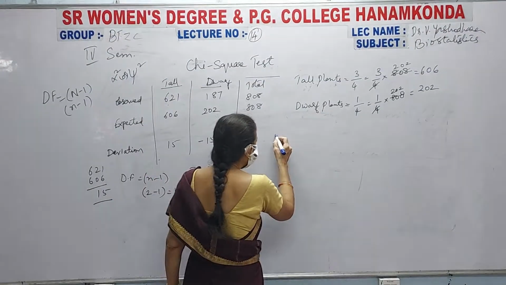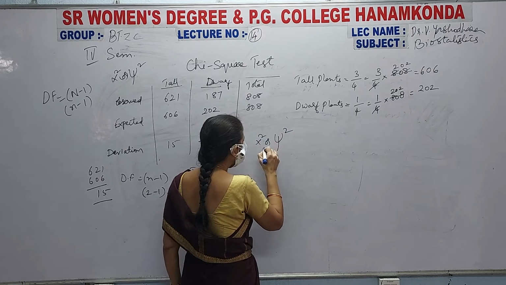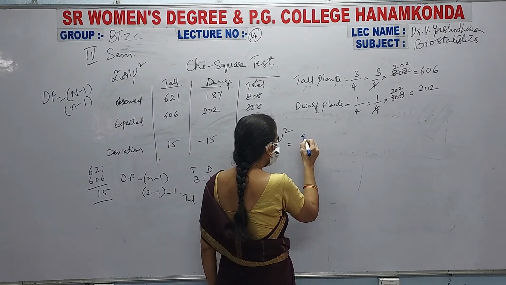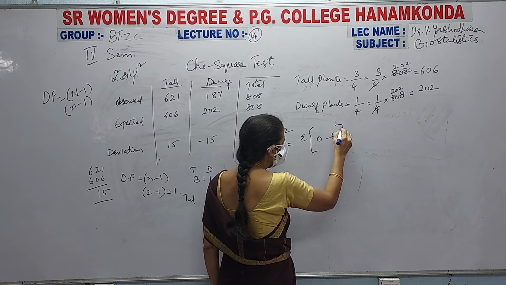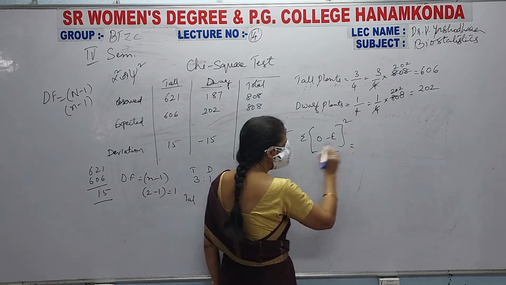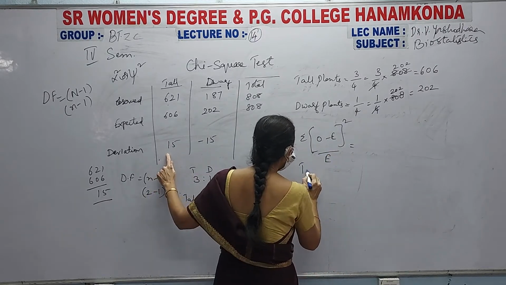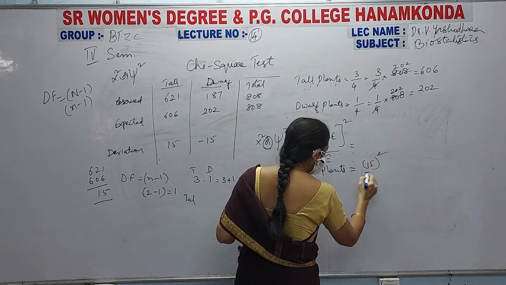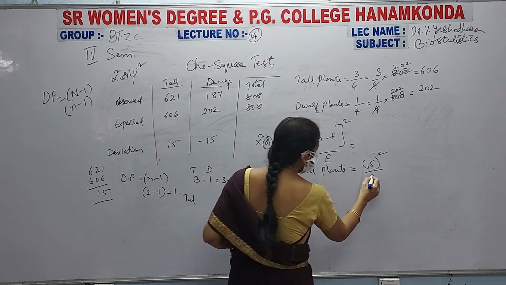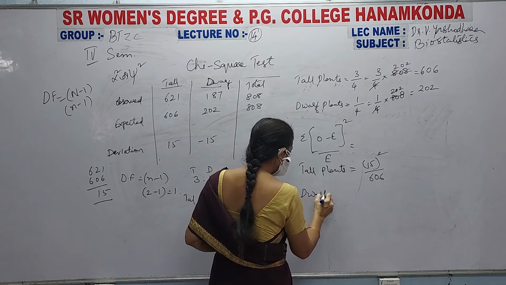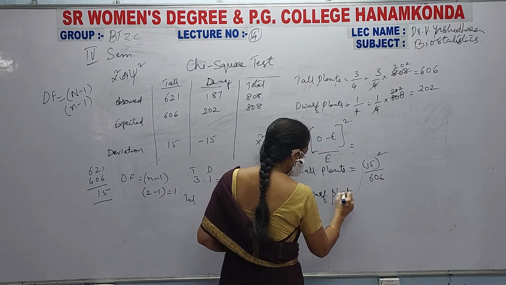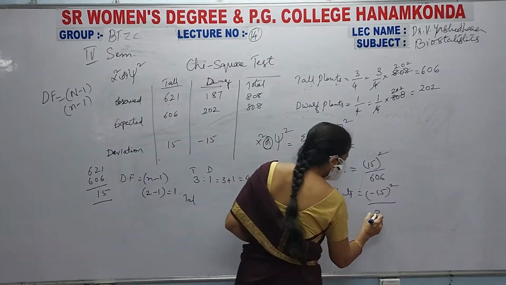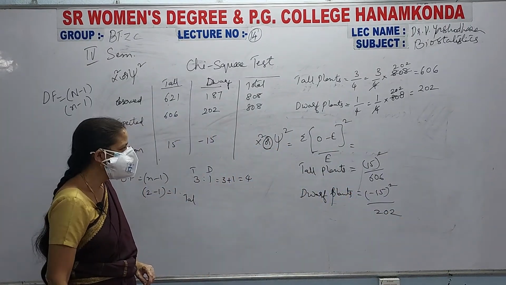Now see here, chi is equal to chi square or X square. I remind you because in many problems and questions, they give X square. It is equal to the sum of observed minus expected, whole square, by expected. Observed minus expected for tall plants is 15, whole square by expected, 606. Next, dwarf plants: minus 15, whole square by 202 expected. Is it okay? This you will get the result.